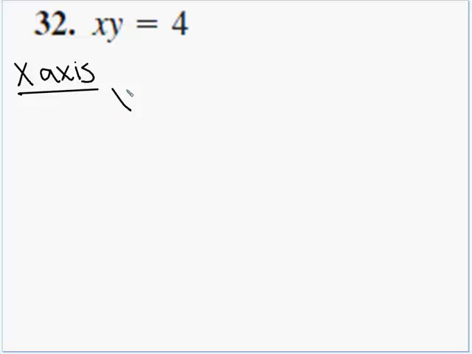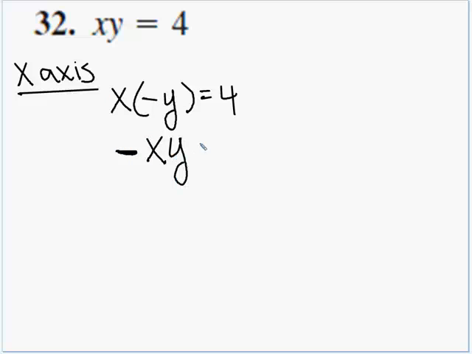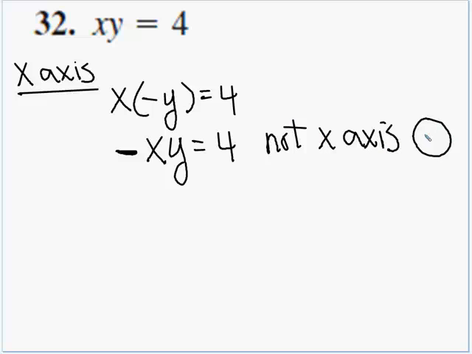So I'm going to replace the y. This was x times y. Now it's x times negative y equal to 4. Well, what is positive times negative? Positive times negative is negative. X times y is xy. Negative xy equals 4. Is that equivalent to what we started with? No. So not x-axis. And I'll put a frowny face.